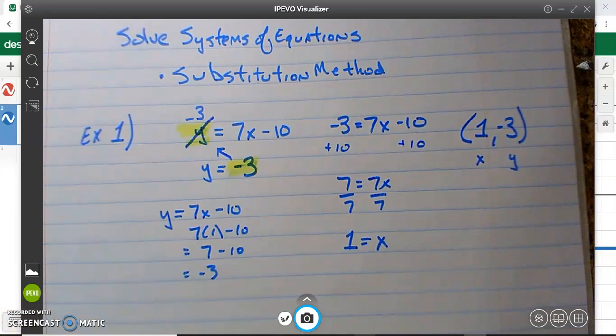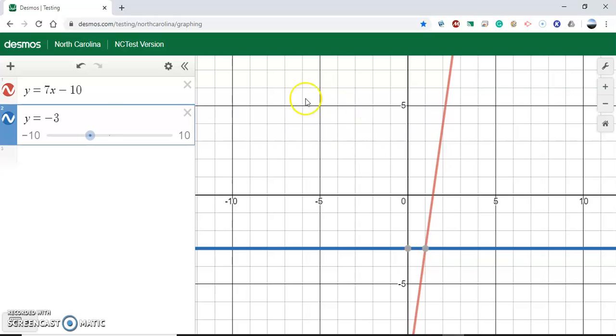I can also confirm that using my Desmos calculator, and you can see by graphing y equals 7x minus 10 and y equals -3 clearly crosses at 1, -3.